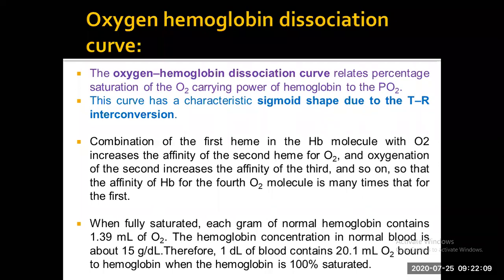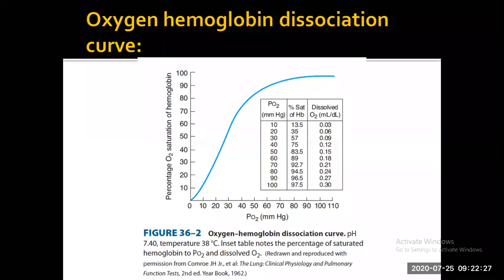This curve especially occurs due to the T-R interconversion of the hemoglobin, where the T configuration changes into the R configuration. So this curve will be sigmoid shaped. Sigmoid means S shape. Here we can see the sigmoid shape, where if we increase the partial pressure of oxygen, the oxygen saturation of hemoglobin will increase.